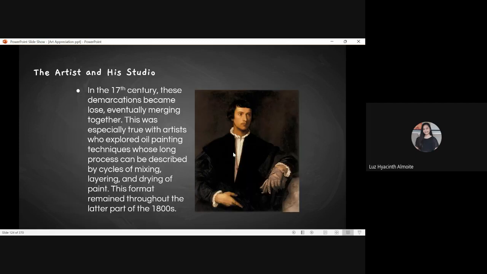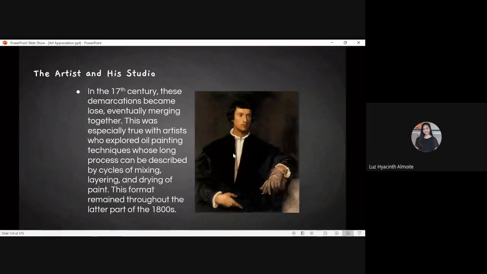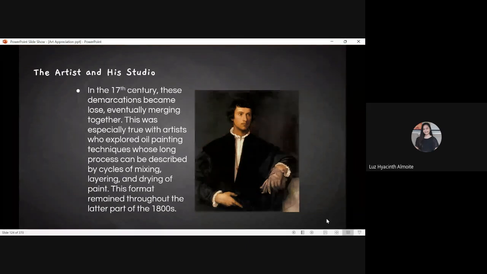In the 17th century, these demarcations became lost, eventually merging together. This was especially true with artists who explored oil painting techniques, whose long process can be described by cycles of mixing, layering, and drying of paint. This format remained throughout the latter part of the 1800s.